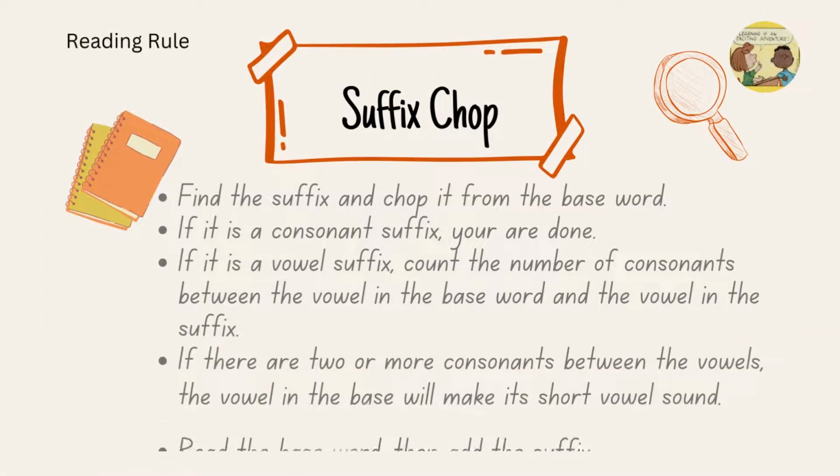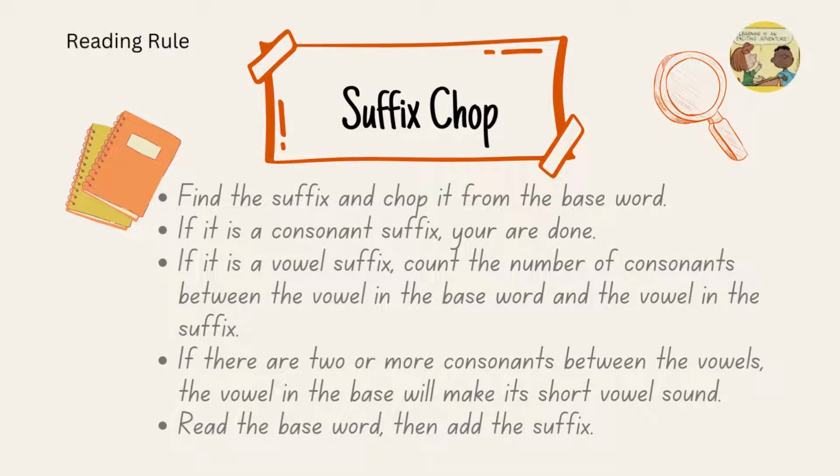A reading rule that students can use is called the suffix chop. When you find a word and it has a suffix, you chop the suffix away from the base word. If it's a consonant suffix, you're done. You just read the word as it is. But if it's a vowel suffix, you have to count the number of consonants between the vowel in the base word and the vowel in the suffix.